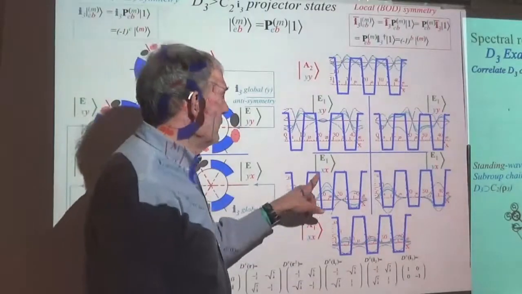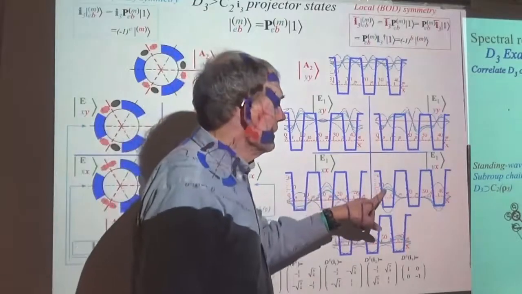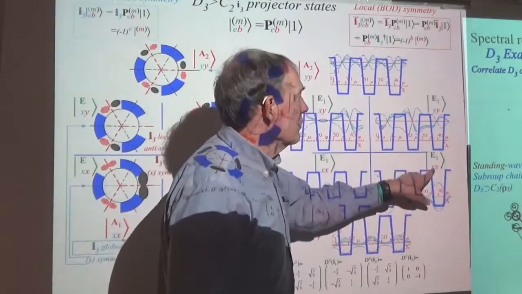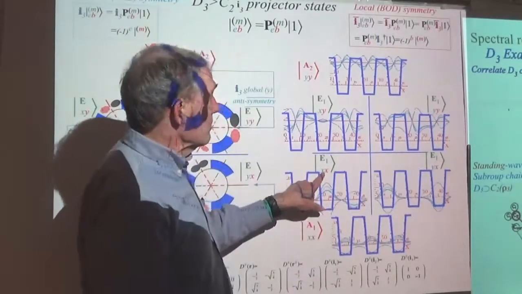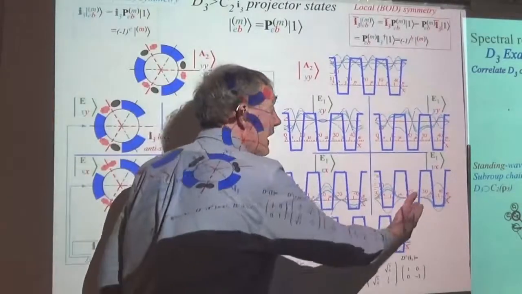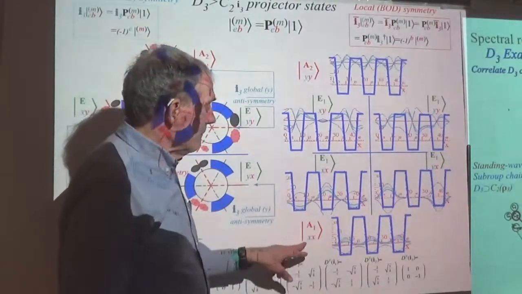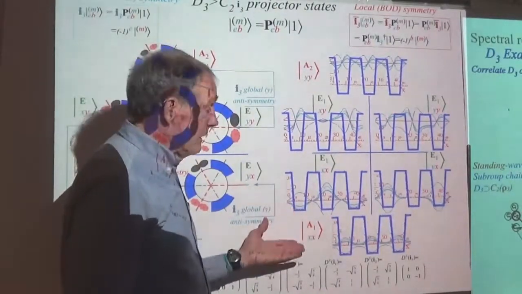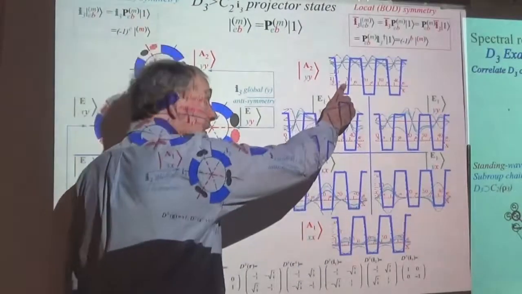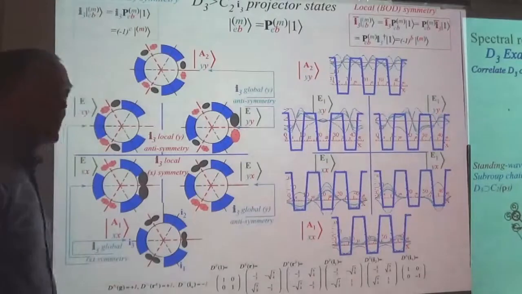And here's another one here. This one has, trying to make the local anti-symmetric. Here we make the local symmetric. So you get a big pile up inside where you didn't have anything before. And then there's inside and out symmetric. Inside and out, anti-symmetric. Pretty cool.